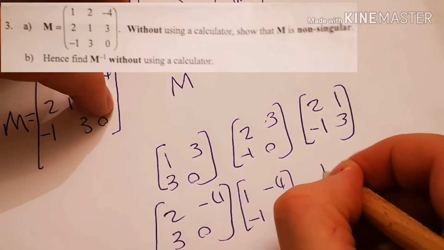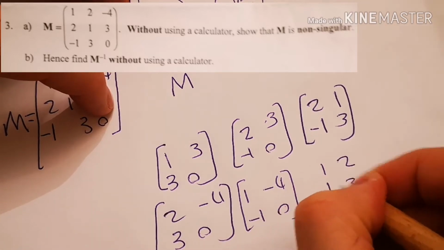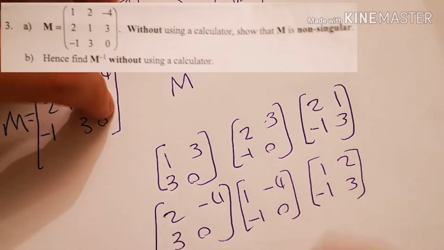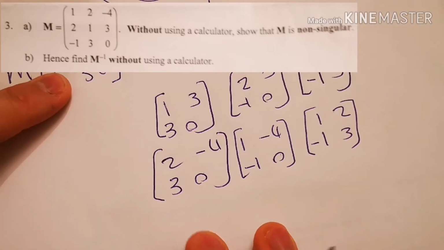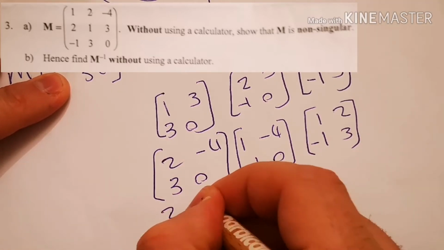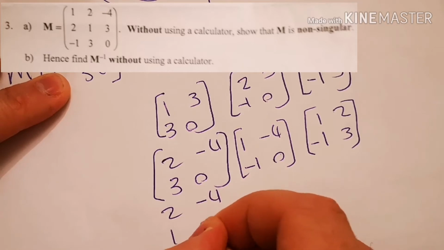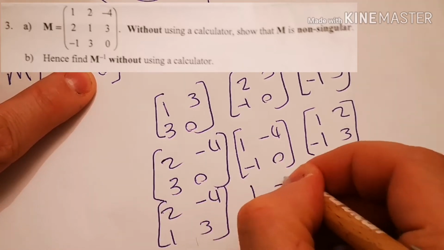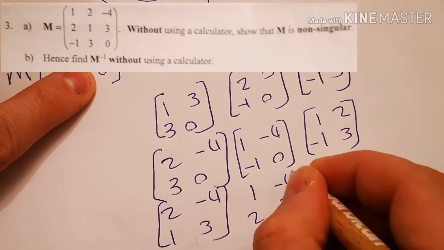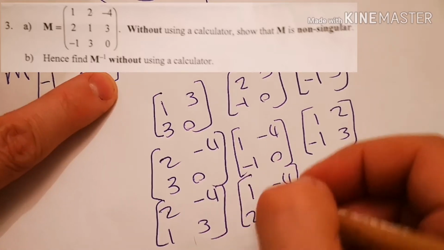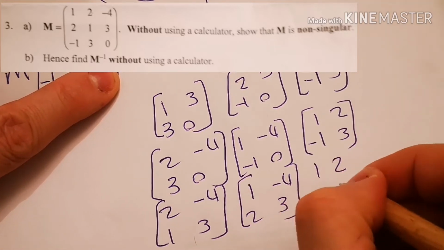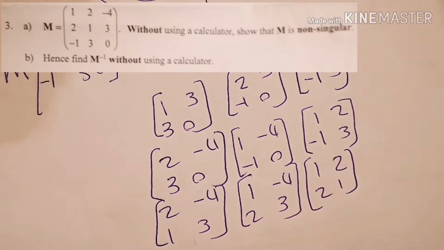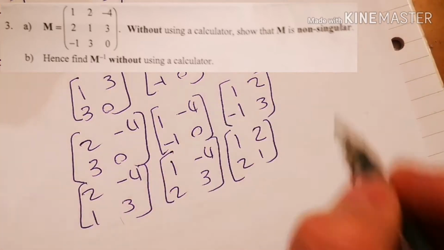And my last one here, which is 1, 2, minus 1, 3. And my bottom row, a little bit easier for me to see: 2, minus 4, 1, 3. That one there is 1, minus 4, 2, 3. And my last one is 1, 2, 2, 1. Okay, now I've got to find the determinant of all of these.